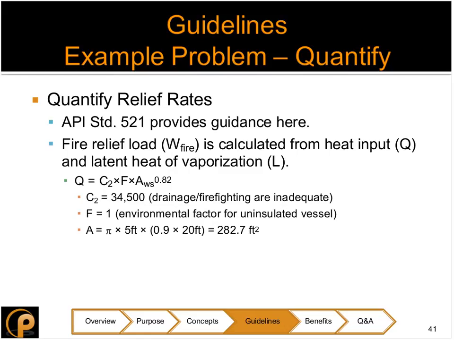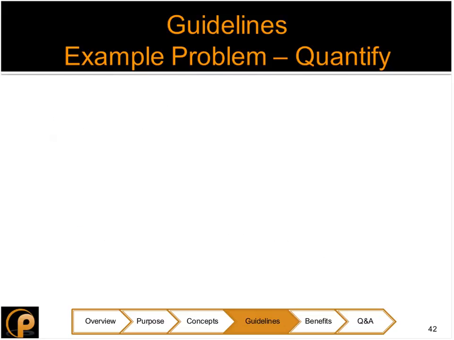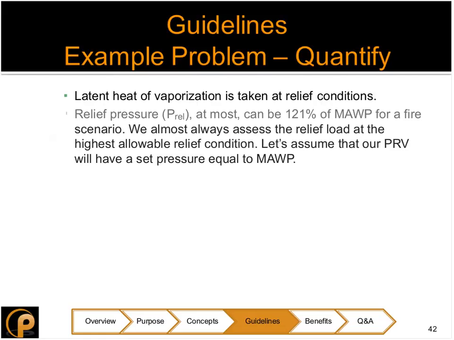So Q, the heat input, comes from an equation, C2, in this case, C2 is for inadequate firefighting capacity, F, an environmental factor, which depends on insulation, and area, which is the wetted surface area exposed to fire in our vessel. We get a Q, which is a heat input. We take our latent heat of vaporization at relief conditions.